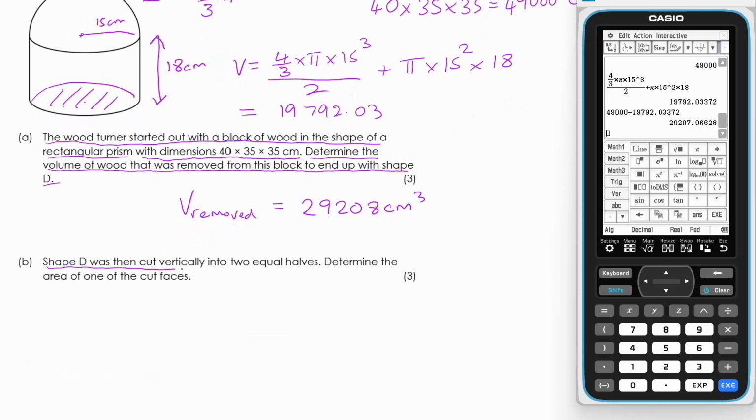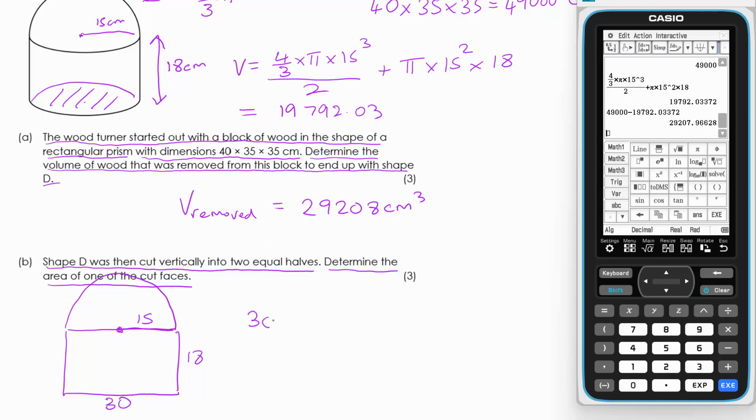Shape D was then cut vertically into 2 equal halves. Determine the area of one of the cut faces. So what's that going to look like? It's going to be a rectangle with a semicircle on top. We know that the radius here is 15, the height is 18, and that means that that is going to be 30 across. So it's going to be 30 times 18 for the rectangle. And then we've got the semicircle.